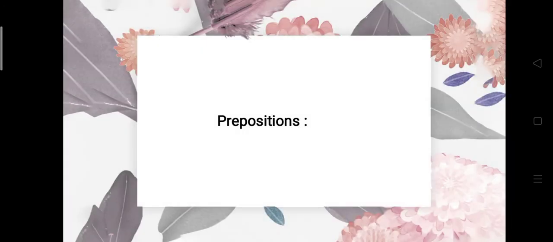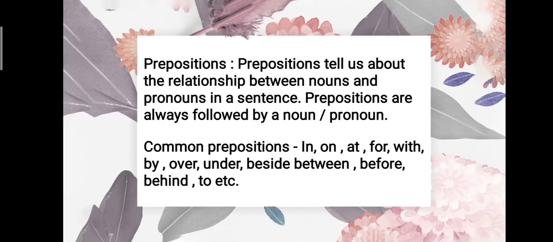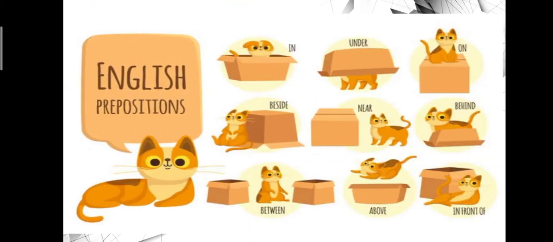And the next chapter is called prepositions. Now students, prepositions tell us about the relationship between nouns and pronouns in a sentence. Prepositions are always followed by a noun or pronoun. And some of the common prepositions that we have are in, on, at, for, with, by, over, under, beside, between, before, behind, to, etc. So here in this pictorial illustration we can see the uses of some commonly used prepositions.